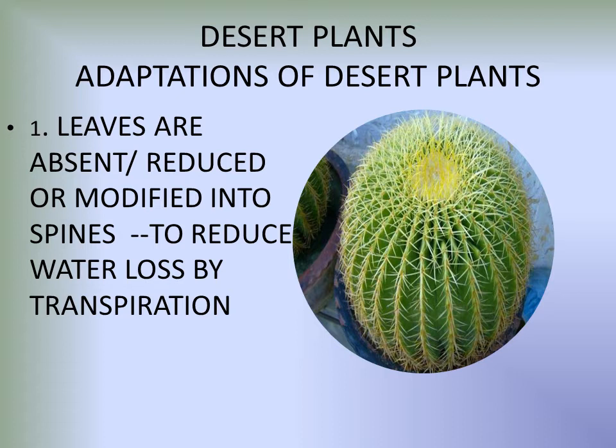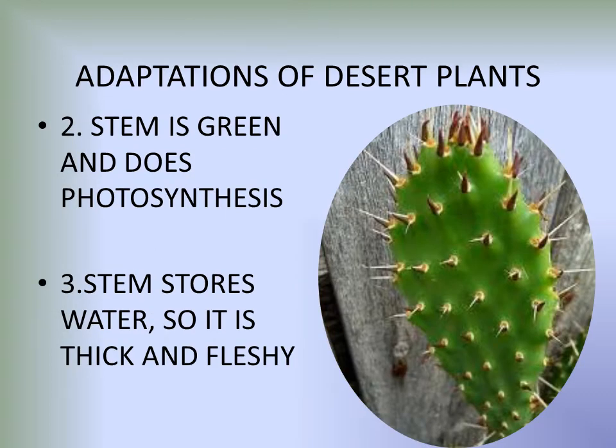Similarly, we have other examples. The stem is green and does photosynthesis. As there are no leaves, the stem does the photosynthesis, and this stem stores water and is thick and fleshy. These spines also help them survive from herbivorous animals. It is very difficult for herbivores to consume cactus because of its spines.